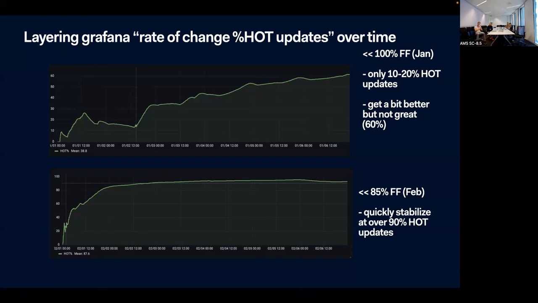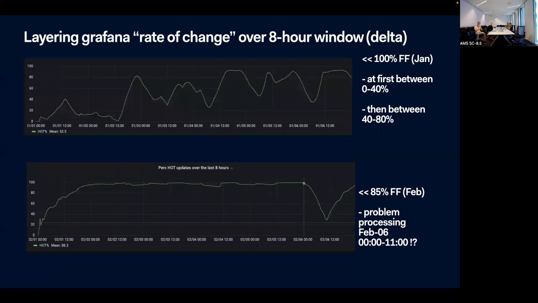That brings me on to the next graph. This is the same metric, but instead of looking at the total counter, we're just looking at the 8-hour delta. So we're looking at the number of updates we ran in the last 8 hours, and how many of them were hot. In January, it starts off pretty low, and before it sort of drifts up to 60%, but you can actually see over time it's fluctuating between 80 and 40, which means you are getting quite variable performance.